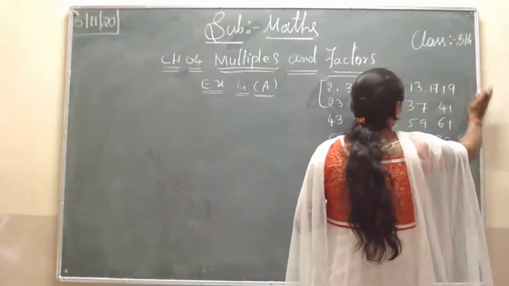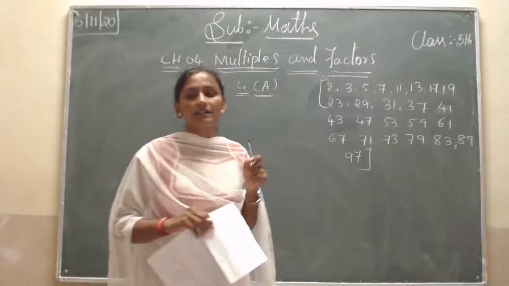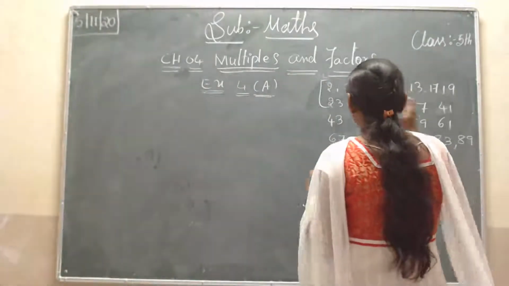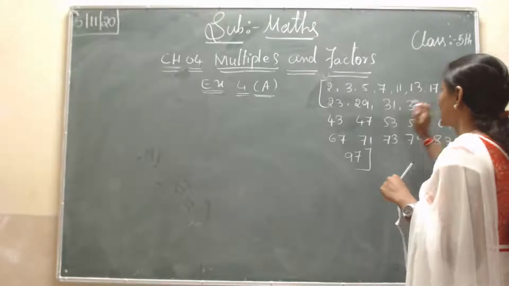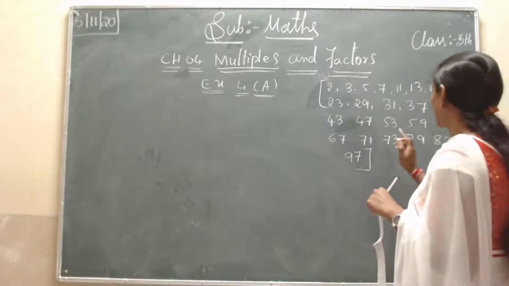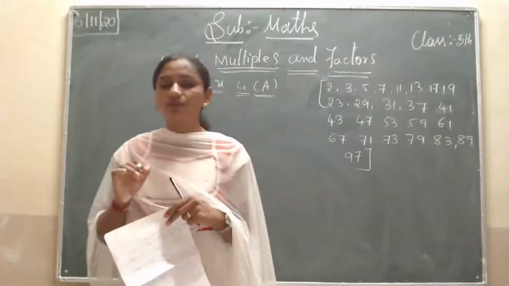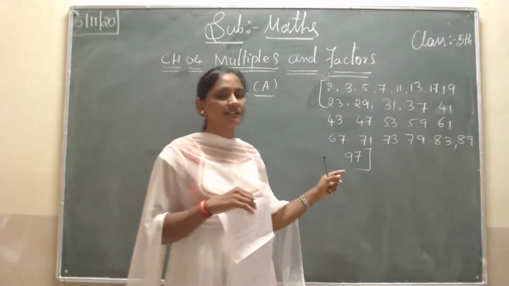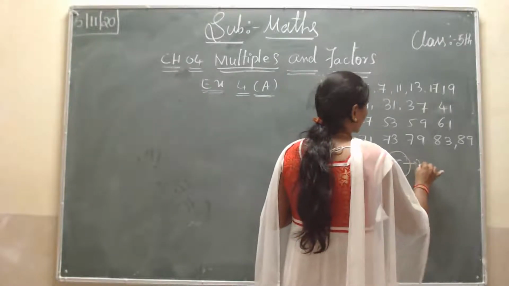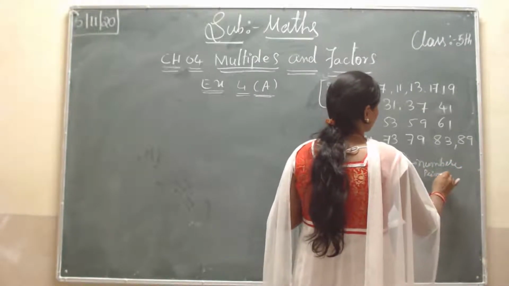Students, can you observe these numbers? Between 1 and 100 the total number of primes is 25. Counting: 1, 2, 3, 4, 5, 6, 7, 8, 9, 10, 11, 12, 13, 14, 15, 16, 17, 18, 19, 20, 21, 22, 23, 24, and 25. The total is 25 prime numbers.